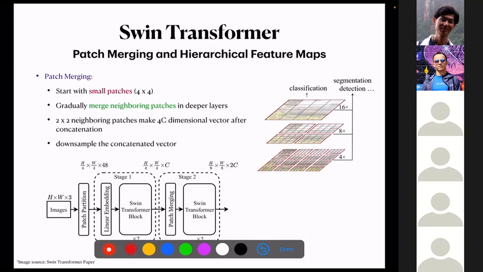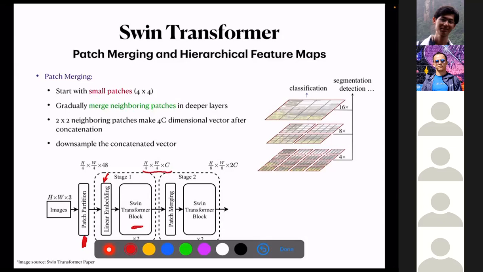So we start with small patches, a 4-by-4 image region, and we merge a 2-by-2 square of patches into one and project it into a smaller dimensional space. At the beginning, we do patch partitioning, then linear embedding into C-dimensional space. Every patch is a C-dimensional vector. After applying a Swin transformer, we have a tensor of this resolution with tokens of size C.